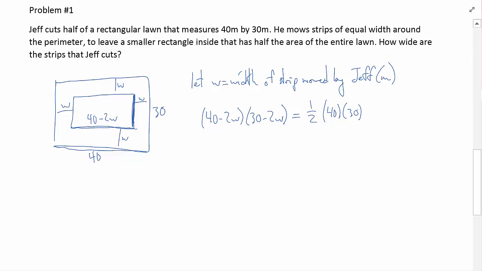Now we've got our quadratic equation. We've taken care of steps 1 and 2. Let's tidy this up: let's expand, simplify, move all the terms to one side, and then look at how we can solve this equation.